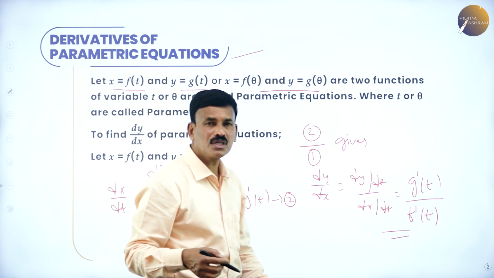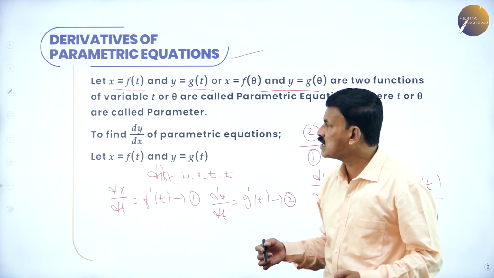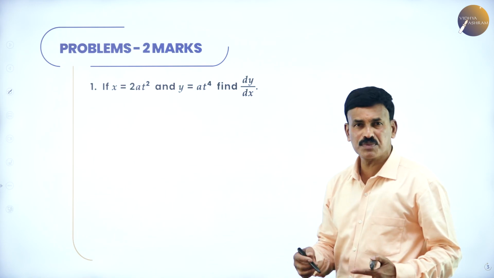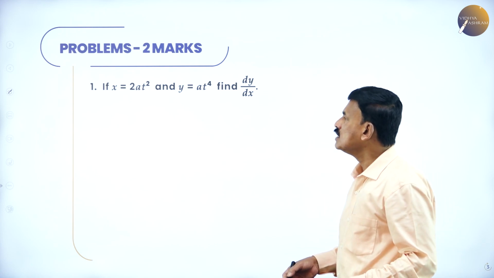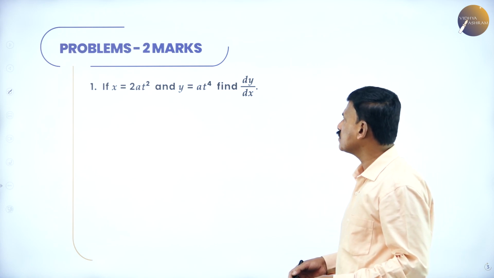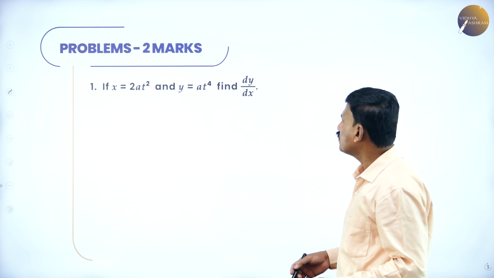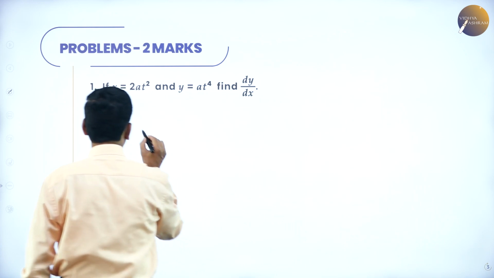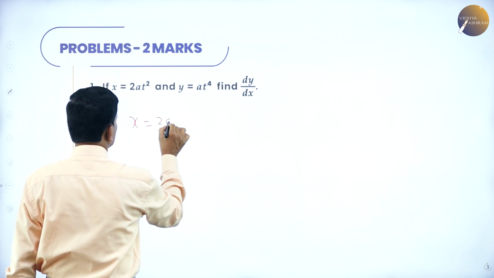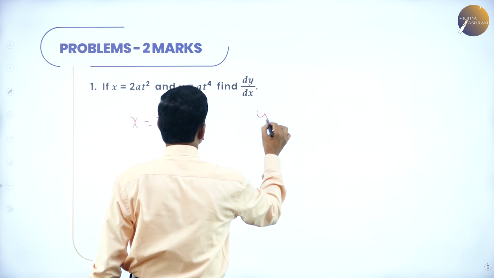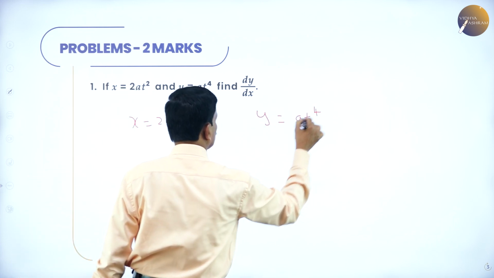Now let us move on to the problems. Let us take a few examples. These are all 2 mark questions. You may expect one question from this for 2 marks. So if x is equal to 2at square, y is equal to at to the power of 4, find dy by dx. Now what is the given equation here? x is equal to 2at square. Another one is y is equal to a into t to the power of 4.